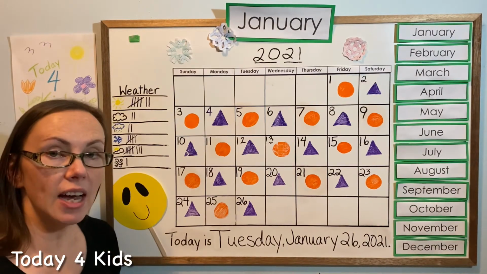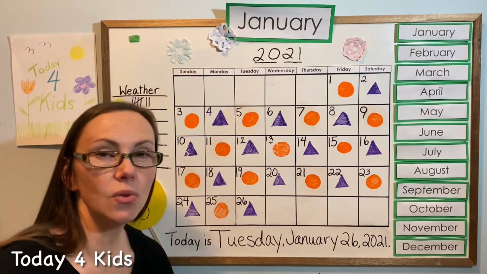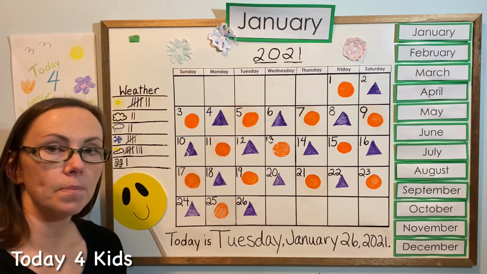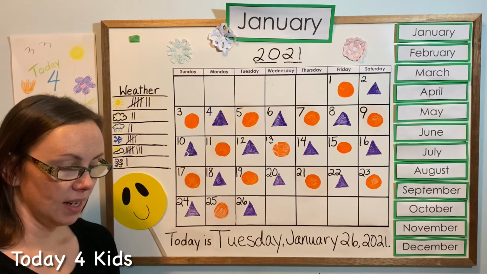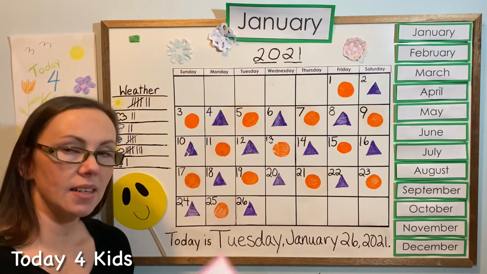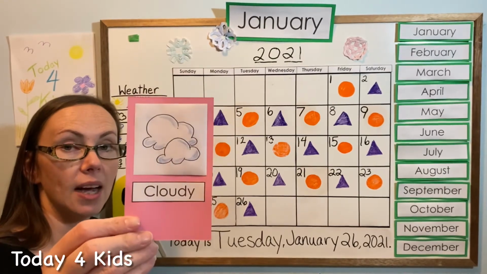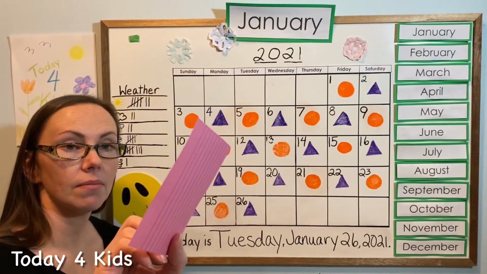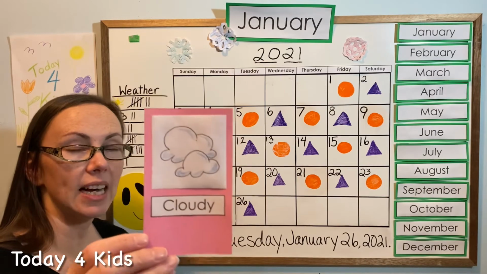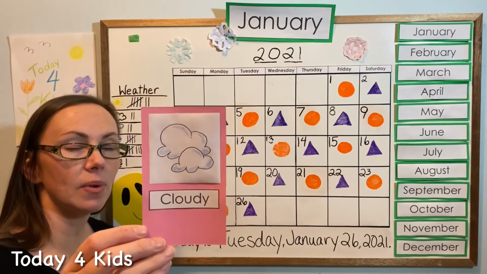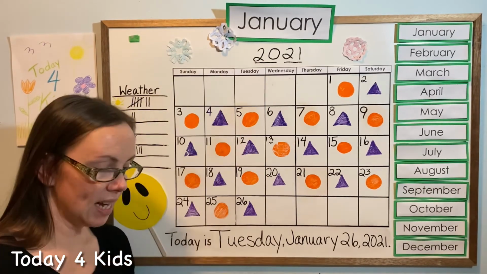Did you look outside before we got together today? What is the weather like at your house? What do you think? Is it cloudy? It is cloudy where I live today, but not all the way cloudy. I can still see the sun every once in a while. What about you? Is it cloudy at your place?